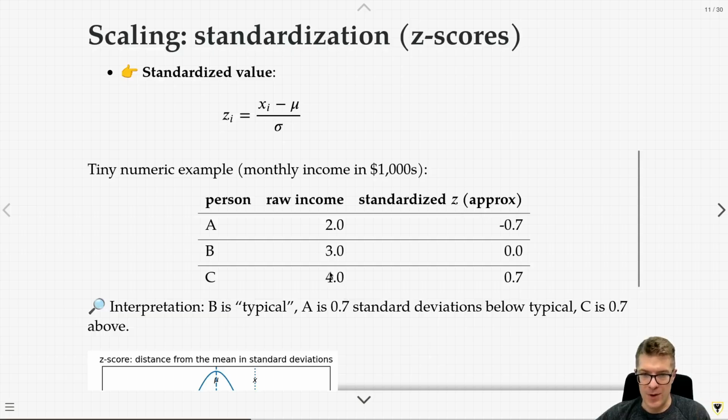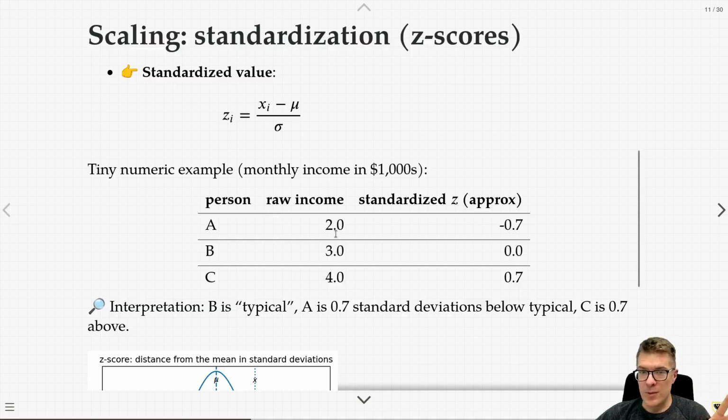How do we compute the mean? It says 4 plus 3 plus 2. So that's 9. What is the average of 9? 9 divided by 3 is 3. So the mean value mu for this variable x, which we all call raw income here, is 3. Mu is equal to 3.